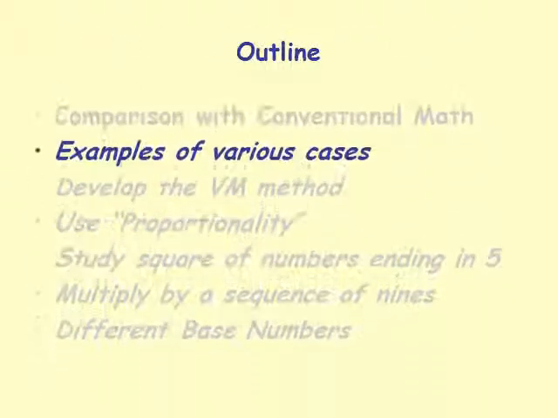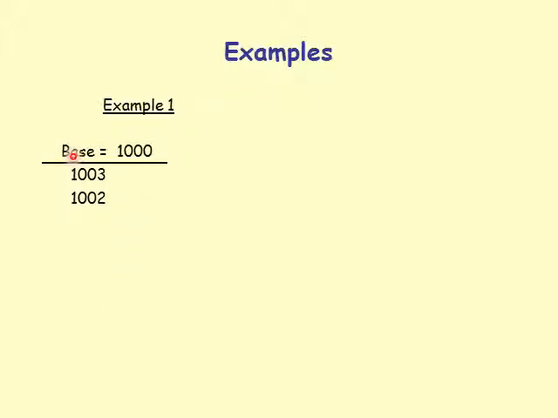On to the next section now. In the next section, we're going to talk about examples of various cases. We just did one case where both of the operands were less than the chosen base number. So we'll do some more examples here and apply the same formulas. Example 1 is 1003 times 1002, where both numbers are more than the base number. Let's choose the base number first. The base number is 1000. 1003 is more than 1000, and so is 1002.